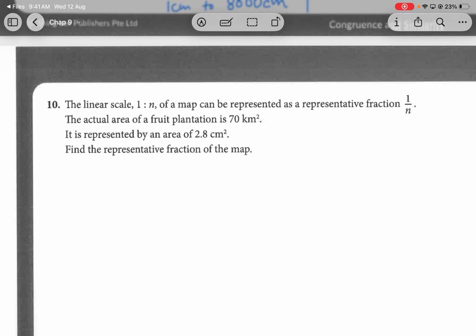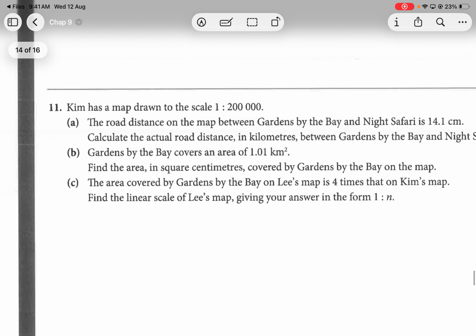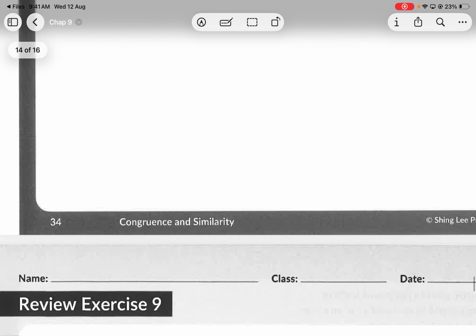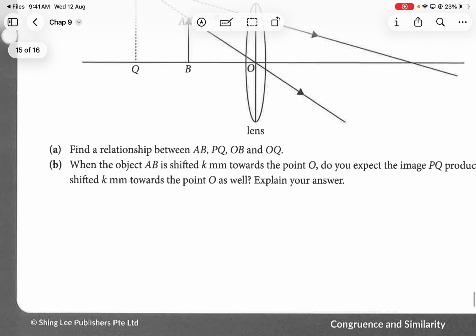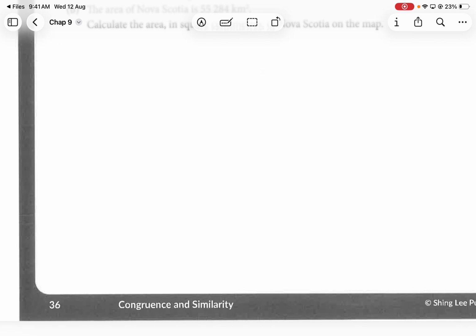Okay, question 10. Nice. 11. You all can go and try, but we are going to skip already. Okay, let's go to chapter 10.